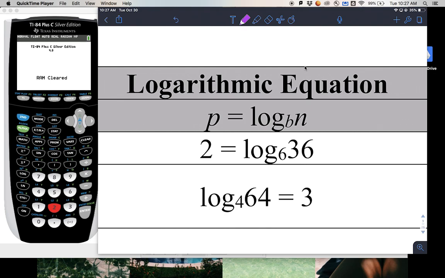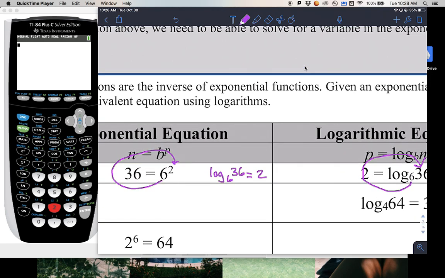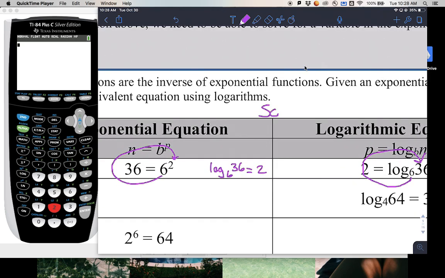And then if you have it in log form, you can go the other way here. You're going to start here, 6. You always start with the base, no matter what. You go towards the equal sign, so 6, and then to 2, and then equals 36. That's a visual way to switch the different forms around. Some people, I've heard other teachers call this like the little scorpion, kind of like a scorpion tail.